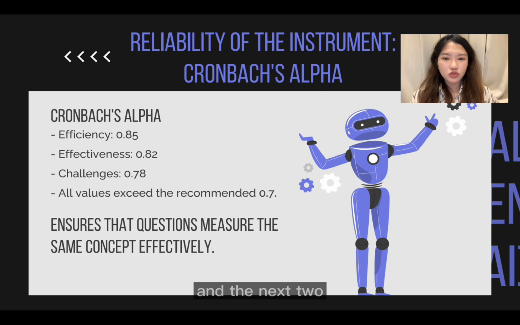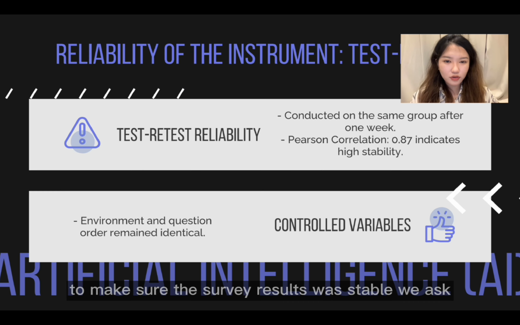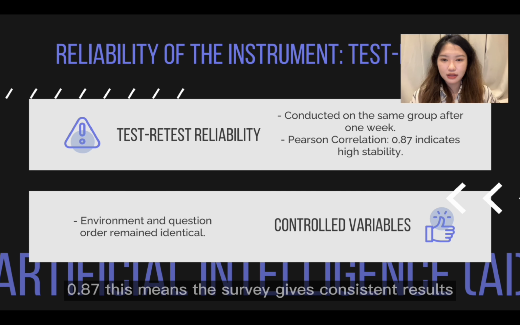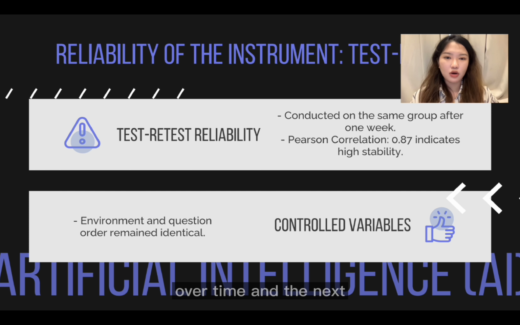Next, to make sure the survey results were stable, we asked the same people to take it again after 1 week. The scores were very similar, with a matching score of 0.787. This means the survey gives consistent results over time.